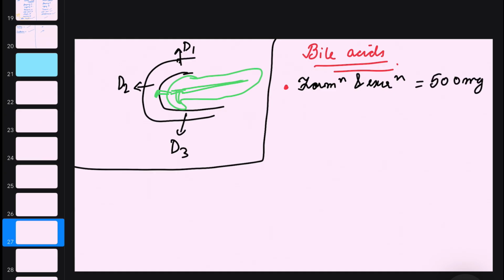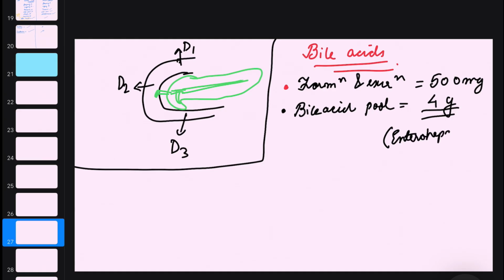Not that much. But the bile acid pool in my body is close to 4 grams. How is this possible? This can only be possible if I am creating a lot of bile acids, but I'm not throwing it away entirely. I'm recycling that bile acid again. This is called enterohepatic circulation.